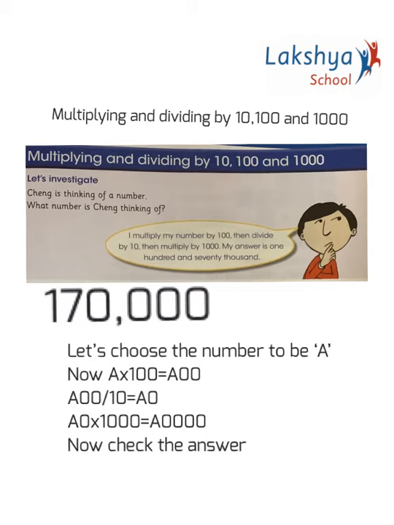Now check the answer he has got. The answer is 17 followed by 4 zeros. So definitely we know that the number would be 17. So Cheng is thinking of the number 17.